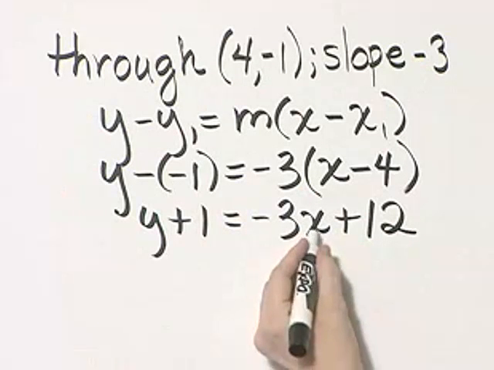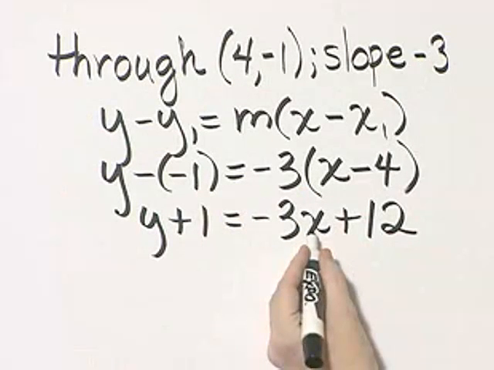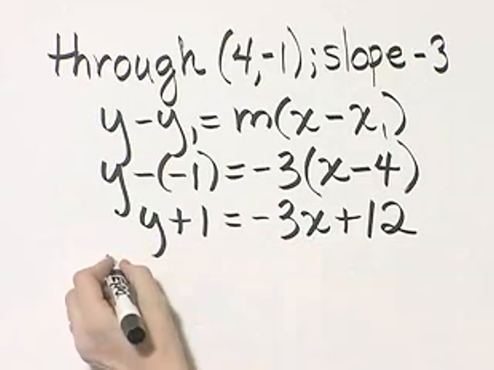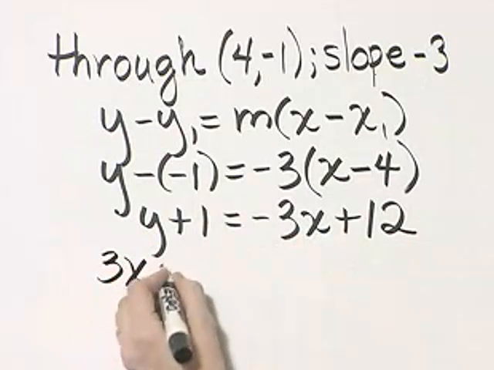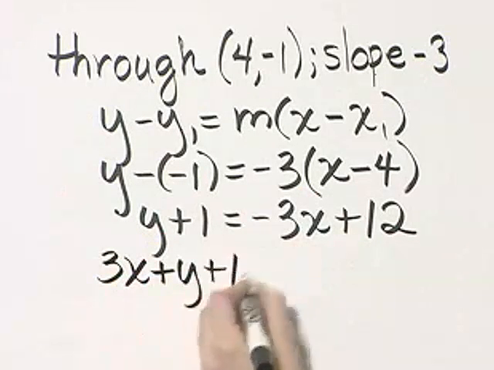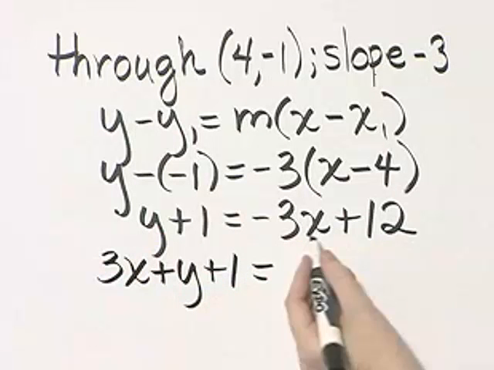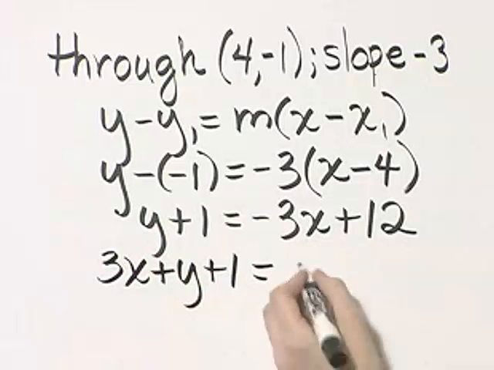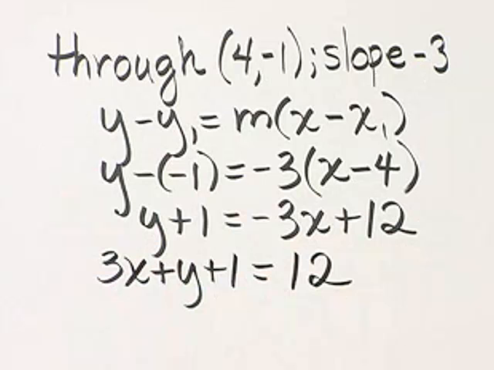So I'll take a step and I will add 3x to both sides. If I add 3x to this side, I'll have 3x plus y plus 1. And if I add 3x to this side, the x's subtract out, so equal to 12.